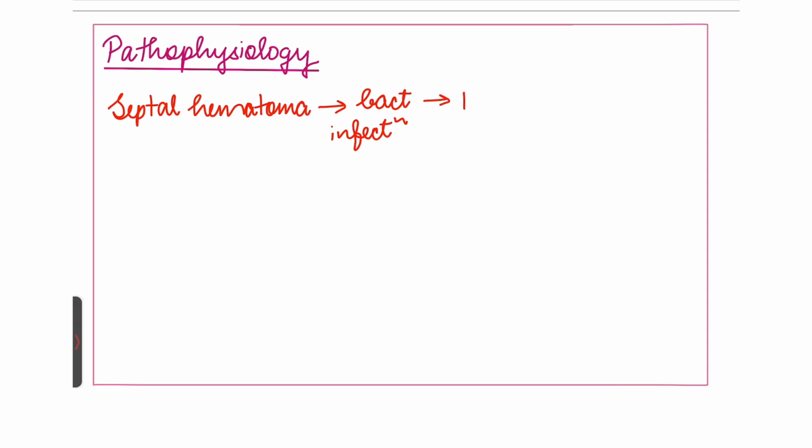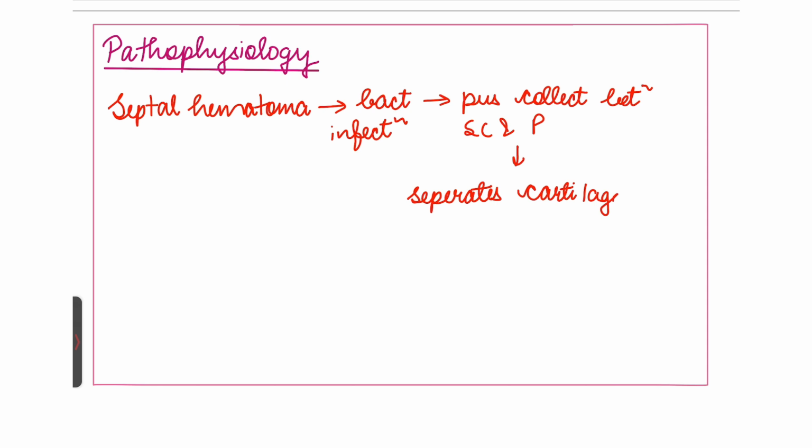Let's understand the pathophysiology. Starting with the most common cause, that is septal hematoma. It will get a bacterial infection due to which pus will collect between the septal cartilage and perichondrium. What does this do? It separates cartilage from the blood supply.